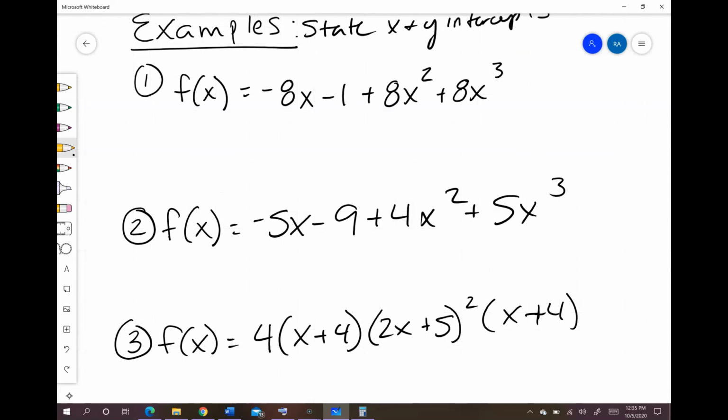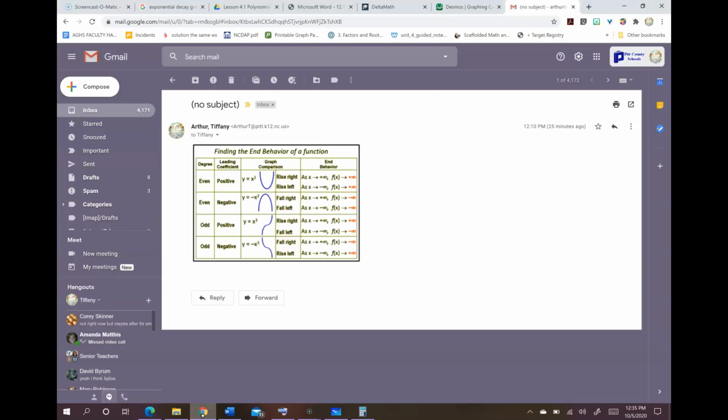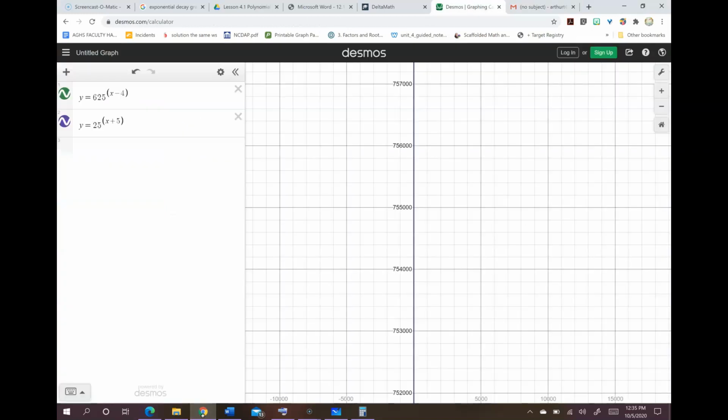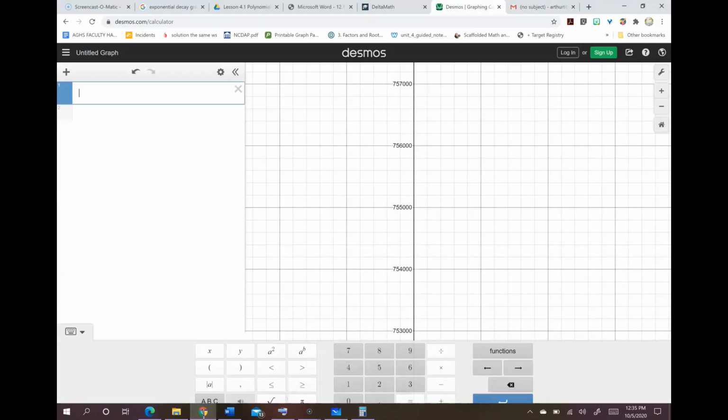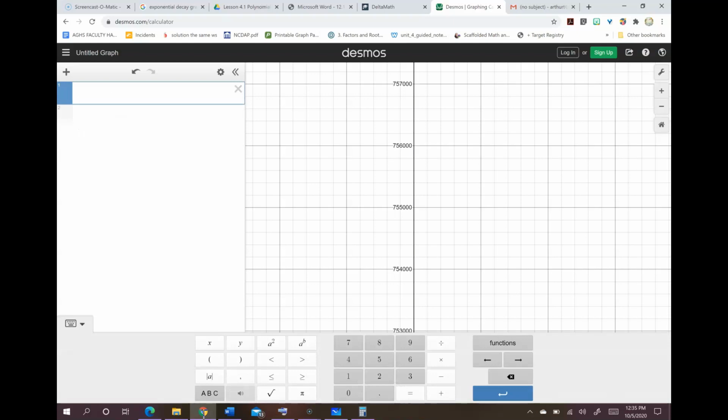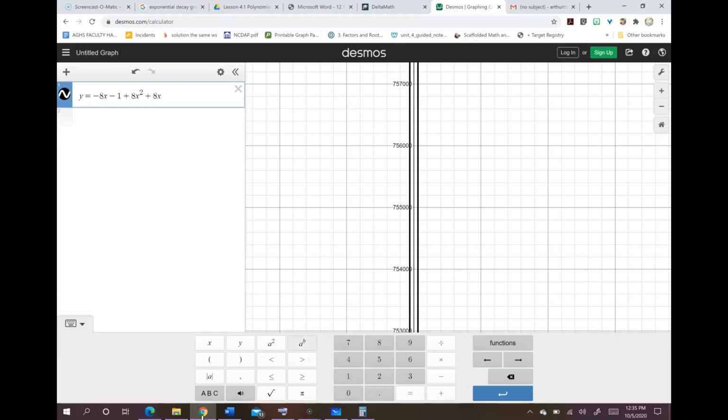Now, to do this, we are going to use Desmos, and we're going to find those click points. That's what we're going to do. So let's graph the first one. Go to Desmos. So y equals negative 8x minus 1 plus 8x squared plus 8x cubed.